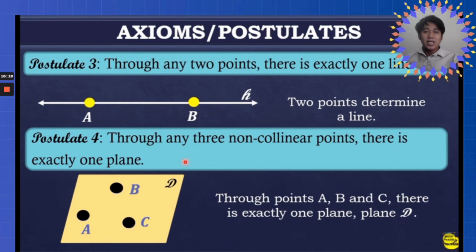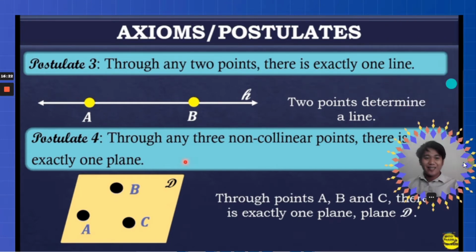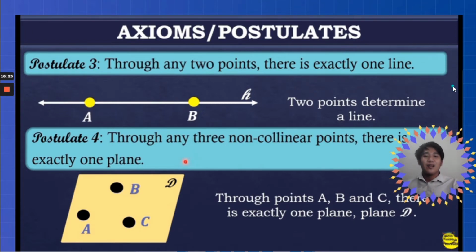Postulate number 3. Through any 2 points, there is exactly one line. Again, through any 2 points, there is exactly one line. Can we still draw another line with these 2 points? If I draw another line, can I draw it like this, going up, going down? Is that one line? No. When we say line, it extends in both directions.